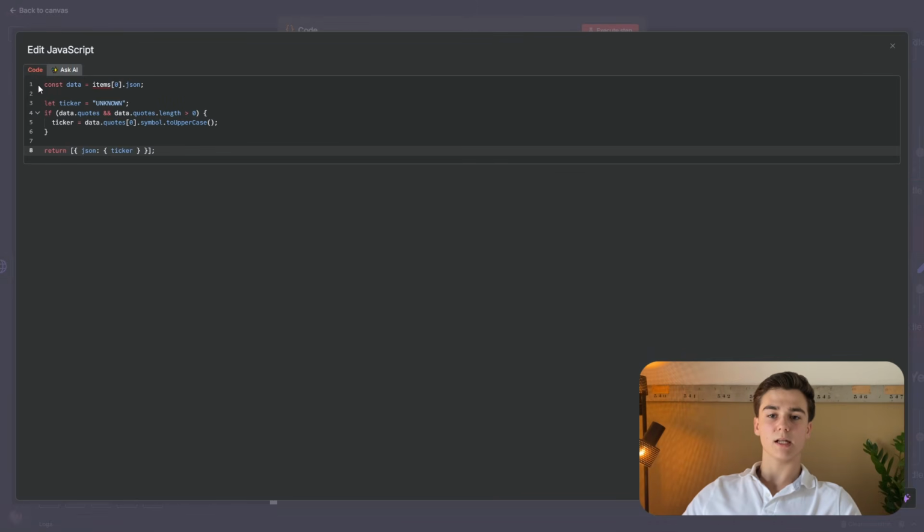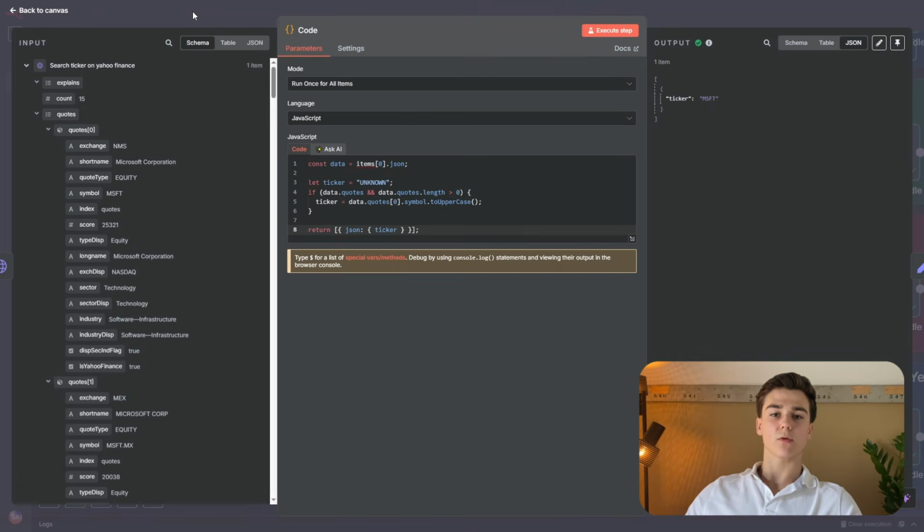So here we can see that we have received all of the data that we have just gathered. Then we will check the ticker, and then we will change it to all uppercase. And then that will be it for this code node.